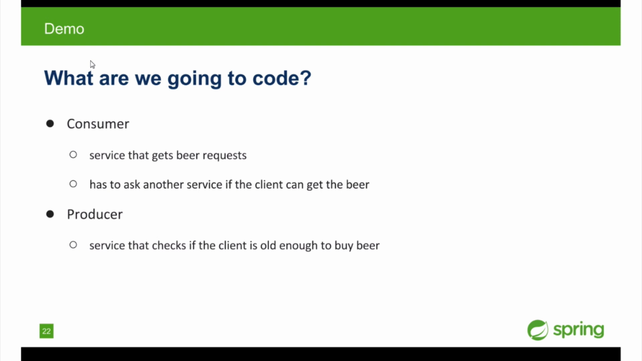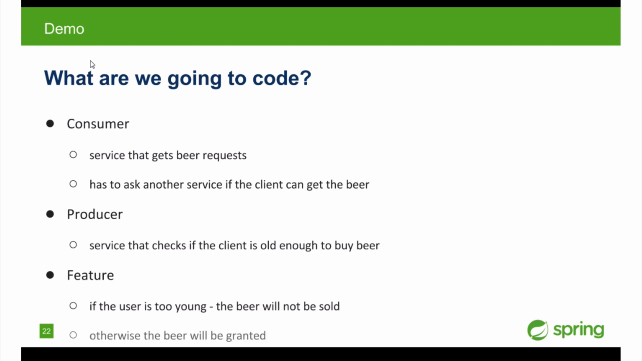So the feature is that if the user is too young, the beer will not be sold. And otherwise the beer will be granted. For simplicity's sake, let's say that if somebody is 20 or over, he's going to get the beer. If he's below 20, there's no chance of getting a beer. Let's do it like this because it's simpler to write a regular expression. So let's keep with that.